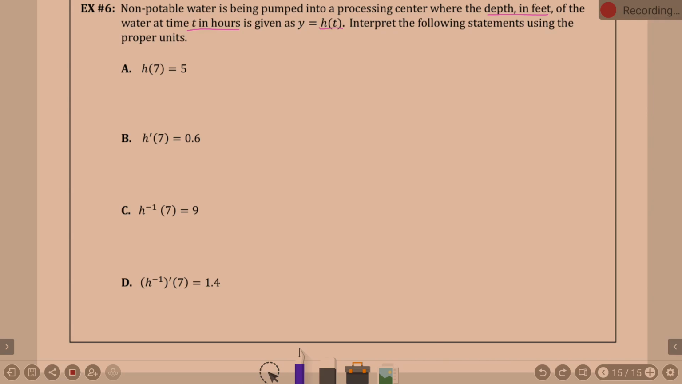At 7 hours, the depth is 5 feet. Realize that 7 is time, right? Yes. And this is your depth. So yeah, at 7 hours, the depth of the water is 5 feet.